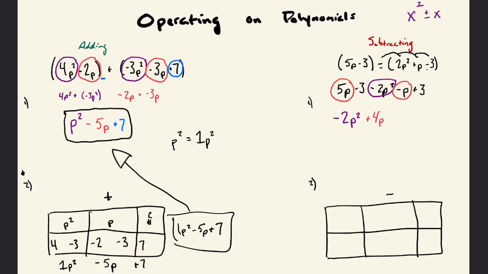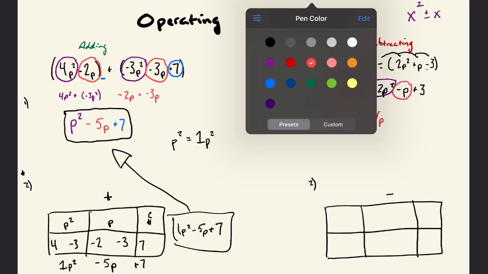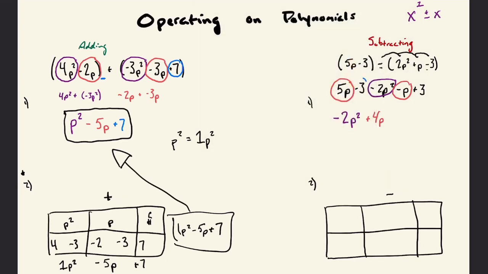And last is our constant number. And those are the numbers without the variables. Here's a -3 and a +3. Well, -3 plus 3 is 0. So we are done. We have our answer right here. That is what these two polynomials subtracted are going to turn into.